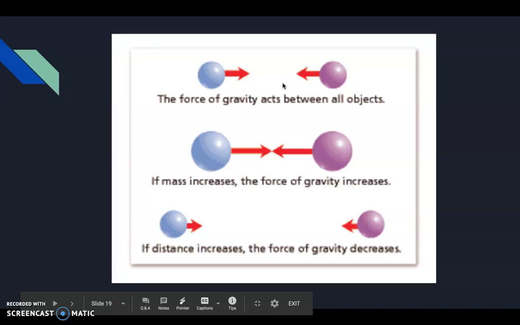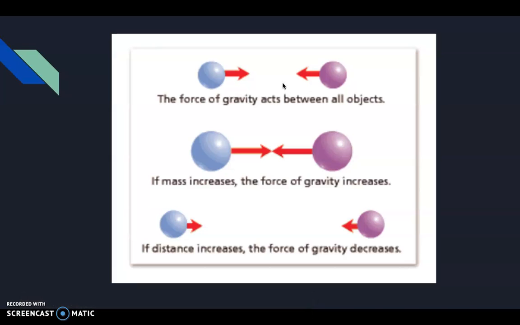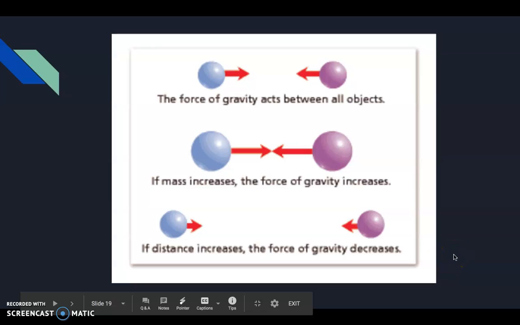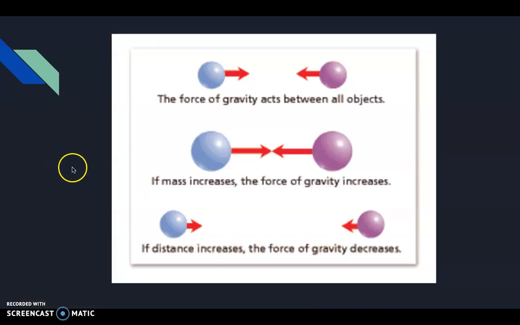There are two basic variables that determine the strength of gravity. Gravity is acting between all objects, but if the mass of those objects increases, then the force of gravity increases. Distance-wise, if distance increases, gravity decreases. It's that inversely proportional concept that we've been discussing with distance. If objects are farther away, that force of gravity decreases.